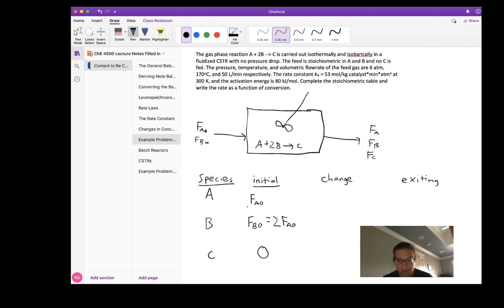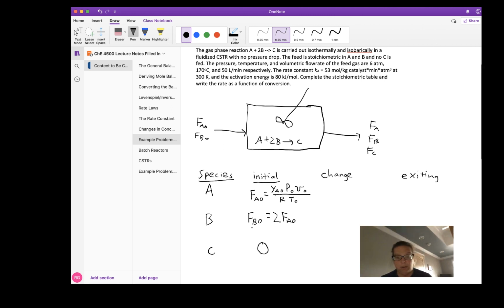So before we proceed, I'm not given information for what FA naught is, so let's solve for it. This is a gas phase reaction, and I'm given information about pressure, temperature, and volumetric flow rate. That means I can use the ideal gas law. So I'm going to say the flow rate of A is equal to the initial mole fraction of A times the total pressure coming in times the total volumetric flow rate coming in divided by the gas constant times the initial temperature.